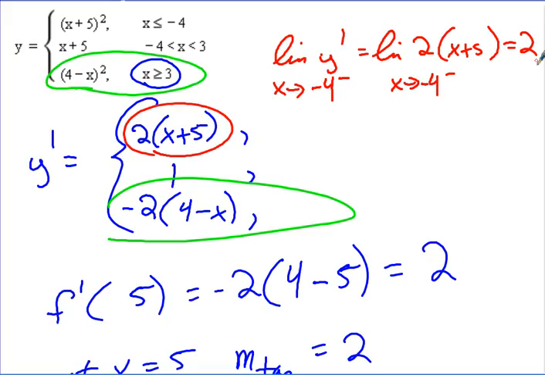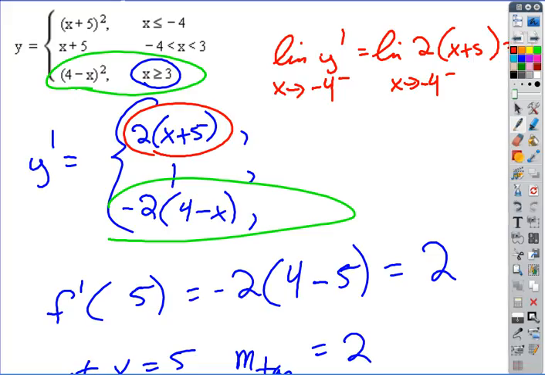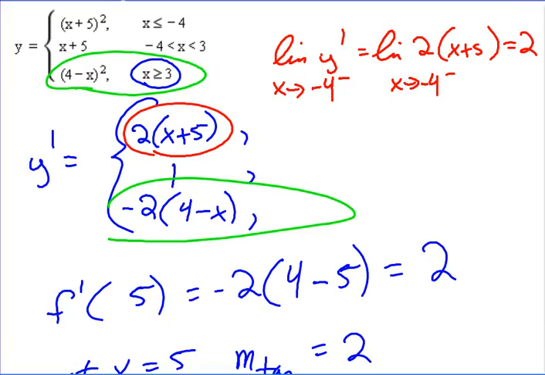We want to answer the question as the ant is approaching this break in the function, where he's going to shift gears from this function to this function. What is his slope sensor reading when he's walking from the left towards this junction? So we want to take the limit of his slope as x is approaching -4 from the left.